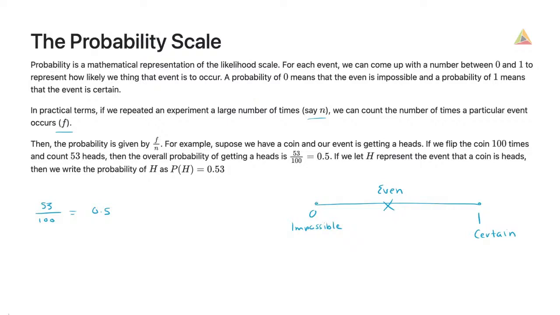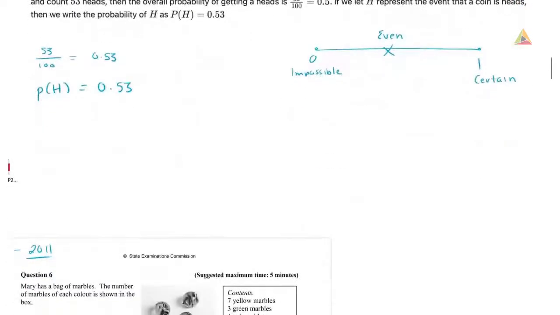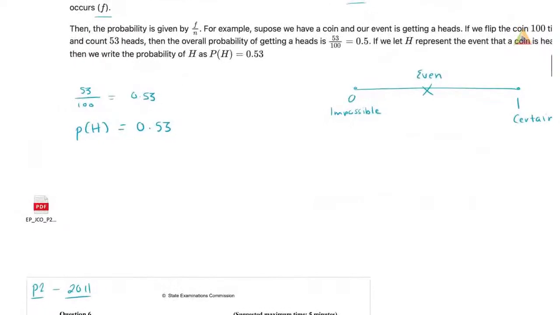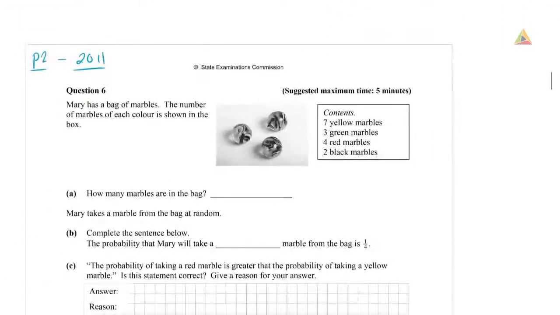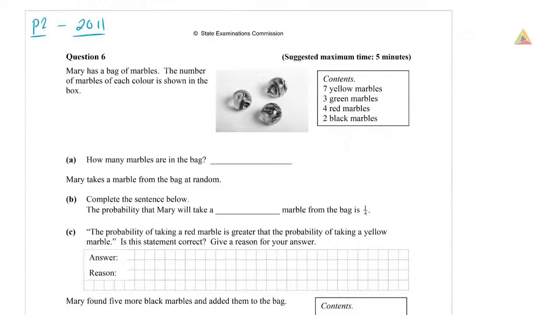If we let h represent the event that a coin lands heads, then the proper way we can write that is the probability of landing on a heads is 0.53. So that's the way we write it correctly. So I've actually some exam questions now. That's the theory done. So we're going to look at paper 2, 2011, question 6.